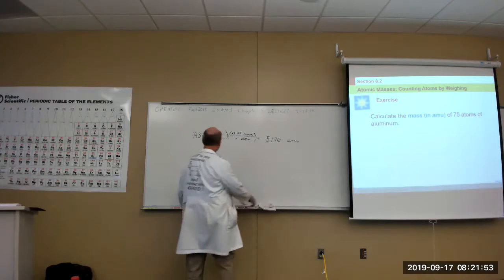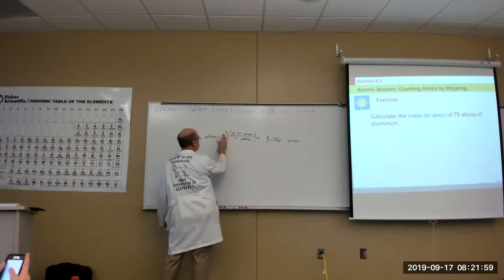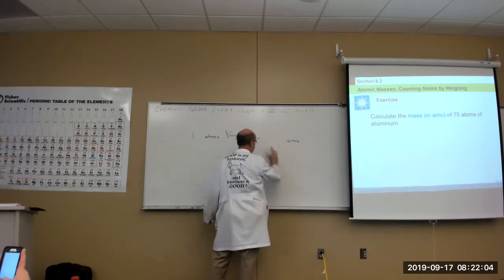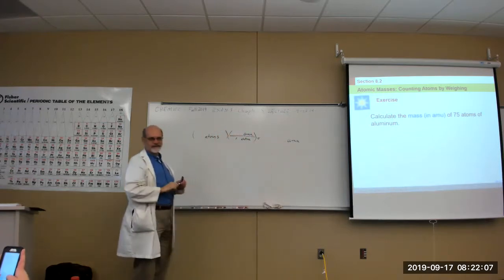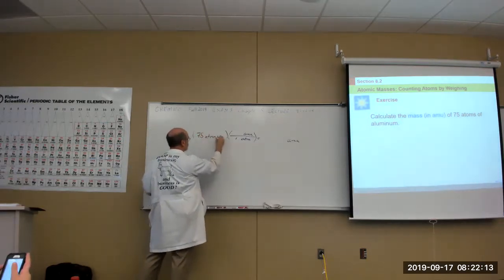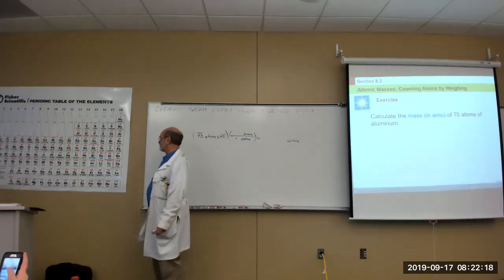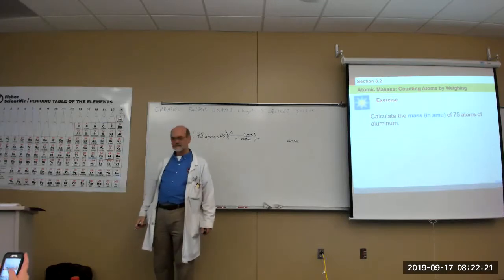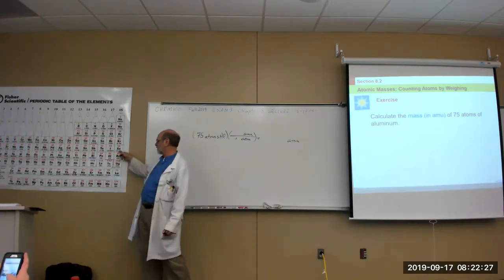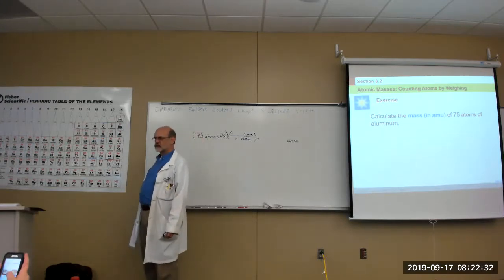How about aluminum? What would we do for 75 atoms of aluminum? Just erase that one. It's going to take a different conversion factor, isn't it? Because aluminum is not carbon. So we have 75 atoms of aluminum. So what's the conversion factor for aluminum? You've got to find it on your chart, right? And you can round them off. We're looking for this number. You can round it off to 2 decimal places. That's good enough for school.